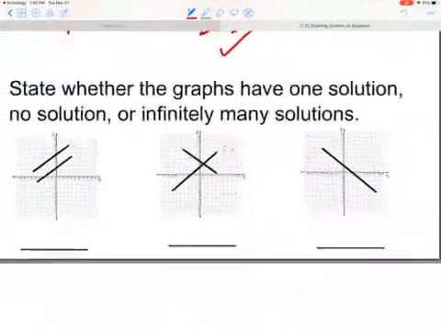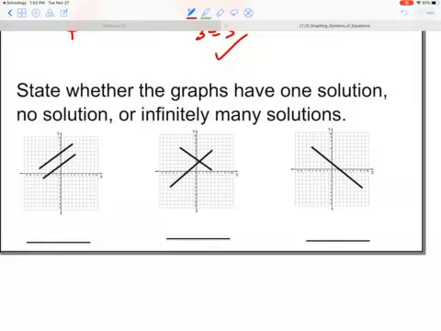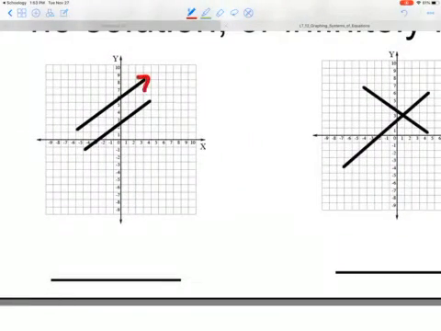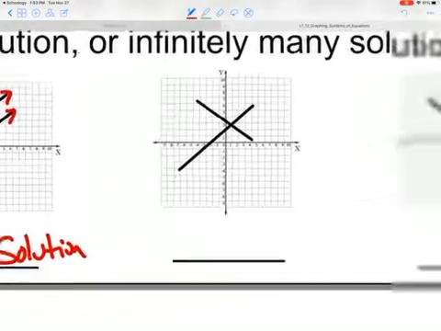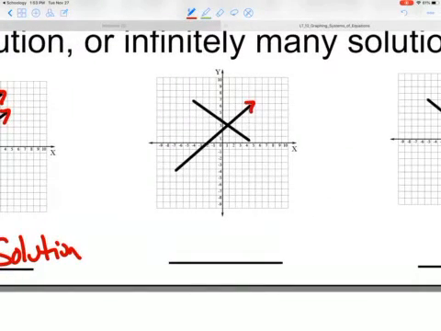Let's look at this one. State whether the graphs have one solution, no solution, or infinitely many. Look at the first one. These two lines, do they intersect? Where do they intersect? Well, in looking at these two lines, they never intersect. They are parallel, so this has no solution. Look at these two lines. We have this line here and this line here. They do intersect. They intersect right there. That ordered pair that we get, where they intersect, is our one solution.